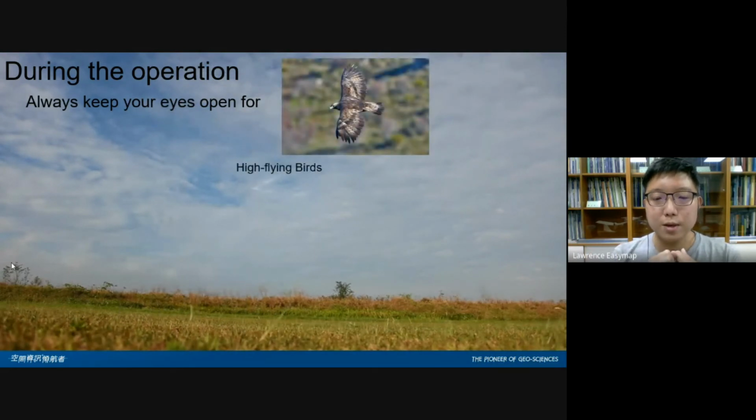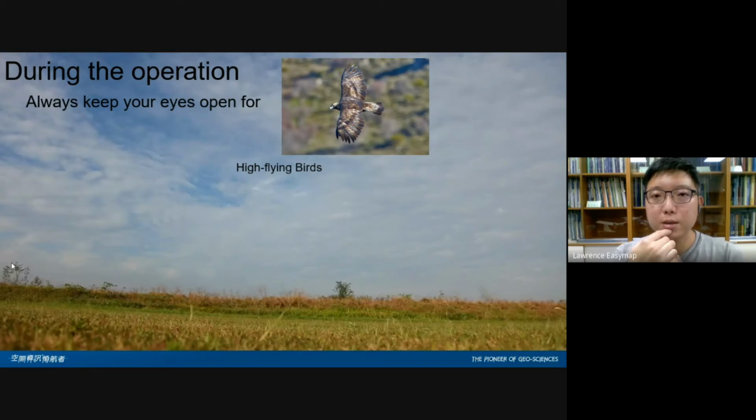Okay, what are these? I can give you an example, the high-flying birds. In Taiwan in particular, the eagle is one of the threats for our UAV operation. Some kinds of birds may be very curious about our UAV, because it can fly just like them. They can fly very fast, very high, so they may just want to take a look at it and get very close. Those curious birds are okay.